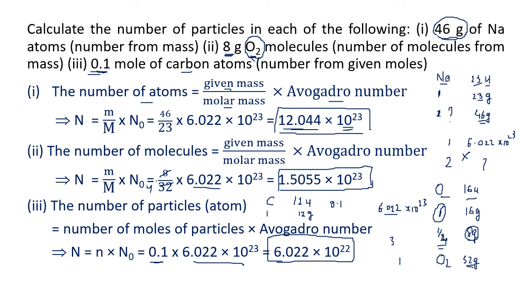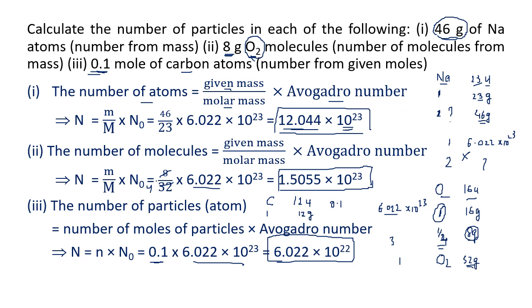So remember, when you convert the unit into grams, then the number of particles, whether they are atoms or molecules or ions, will be the same number, 6.022 into 10 raised to 23. So here we are ending this chapter.